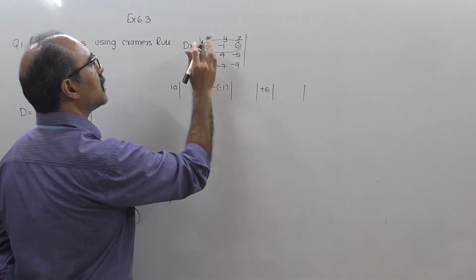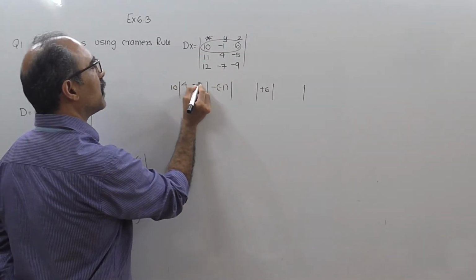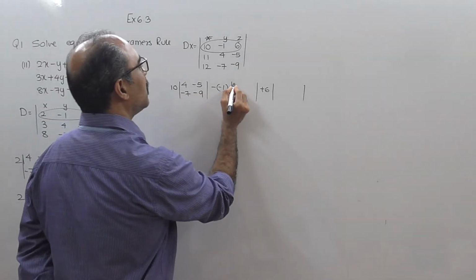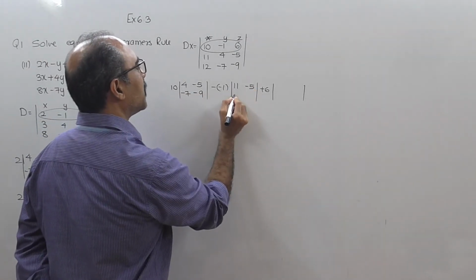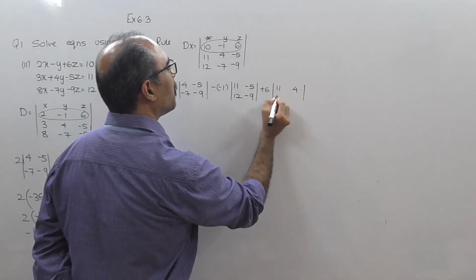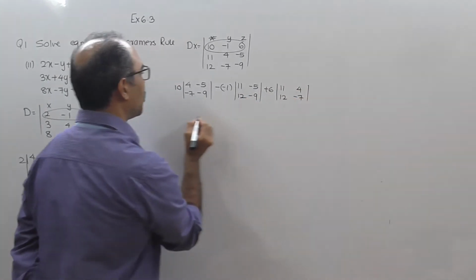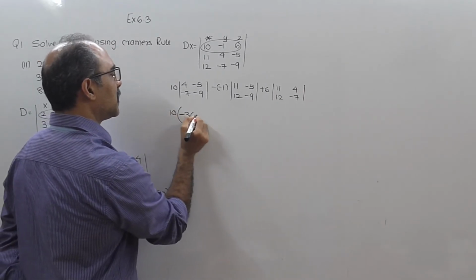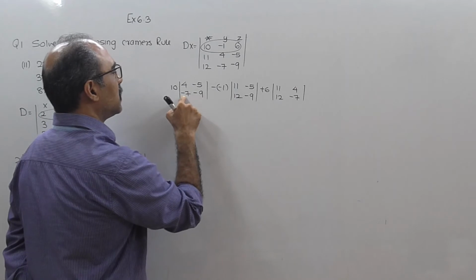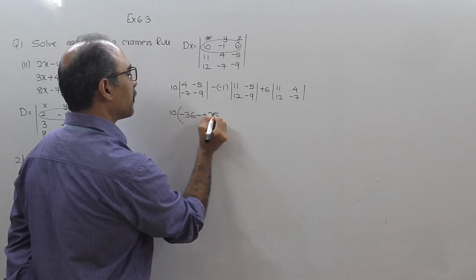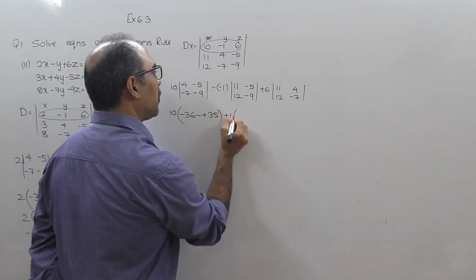So I circle this. 10 means I think I'll have 4, minus 5, minus 7, minus 9. This is 11, minus 5, 12, minus 9. 6 means this will be 11, 4, 12 and minus 7. So this is 10. This will probably come to minus 36. Minus 7 into minus 5 is plus 35. Okay, plus 1.